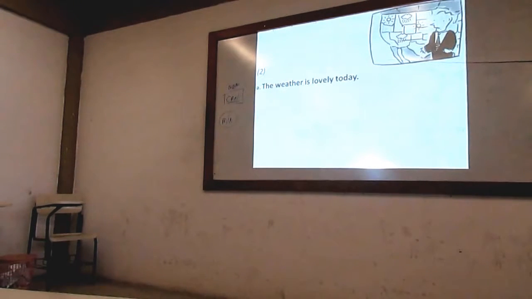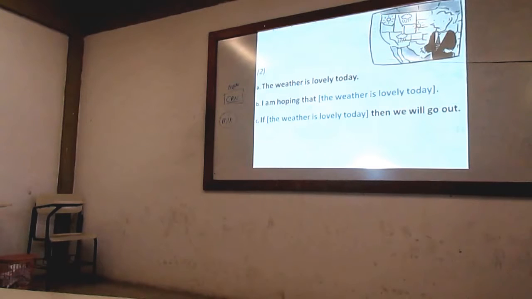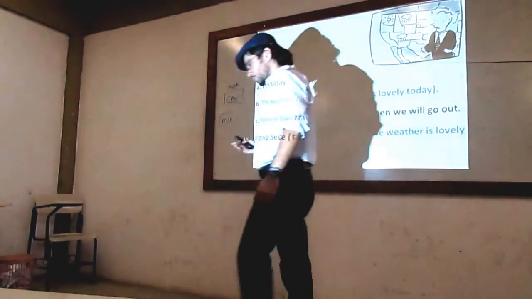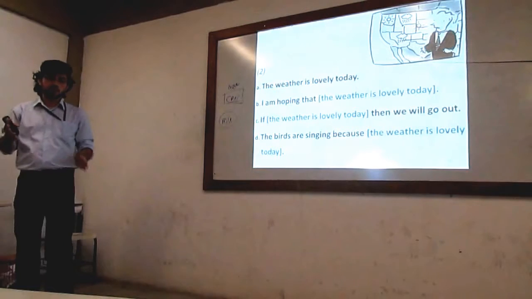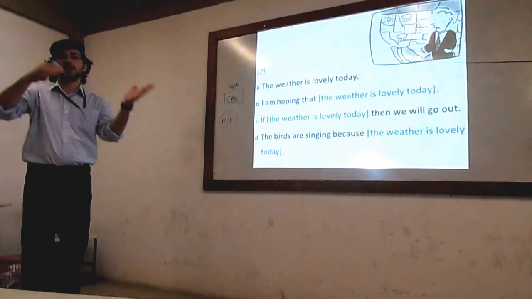Okay, the weather is lovely today. To A. To B. I am hoping that the weather is lovely today. So we have different clauses, okay? One inside another one. If the weather is lovely today, then we will go out. And the birds are singing because the weather is lovely today. Those examples are only to demonstrate the possibilities of having one clause or more than one clause inside another. Okay?